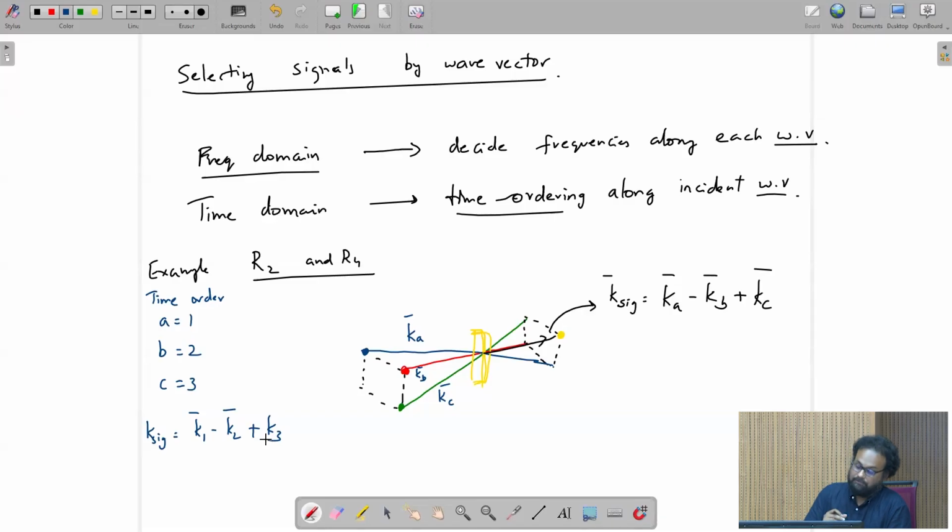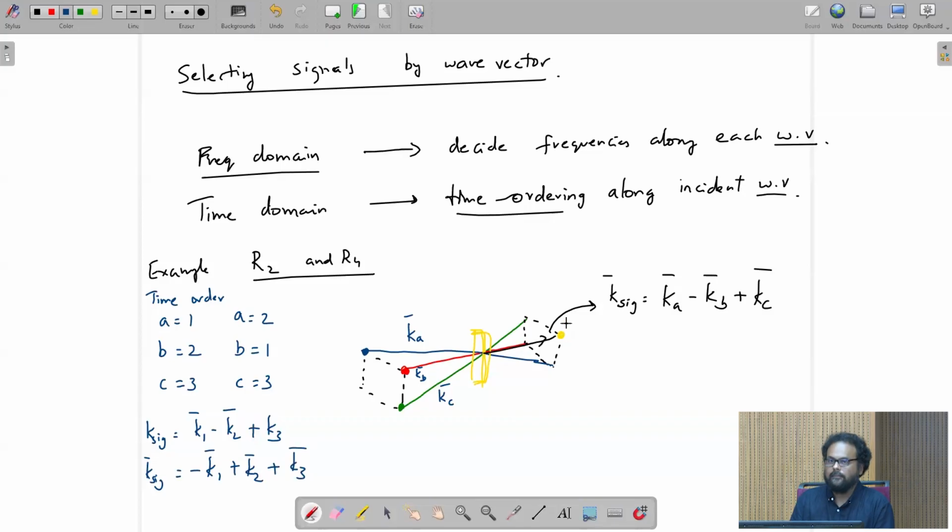On the other hand, if I change my time order, let's say pulse A doesn't come first, it comes second, and before it, I make pulse B come. When I say pulse B, whatever pulse is going along the Kb direction comes first. Then pulse A, and C comes last. In this case, you will see the K signal is minus K1 plus K2 plus K3. Remember, I'm always looking at the fourth vertex. I'm always looking at this point.